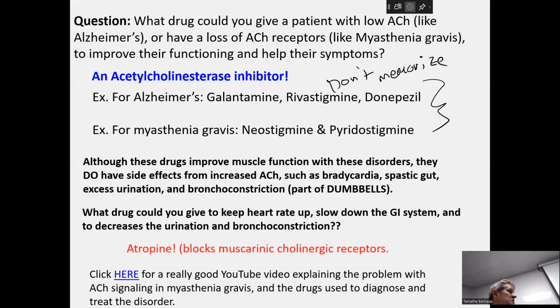Okay. So you could give this to someone with myasthenia gravis, and maybe they don't have any of the DUMBBELS symptoms. Maybe they're fine. But another patient might say, oh God, I had such bad diarrhea. Oh, I just couldn't function. I could barely leave the house. All right. Okay. We probably need to prescribe you some atropine along with your acetylcholinesterase inhibitor so you don't have those side effects. Huh? You starting to feel it now?